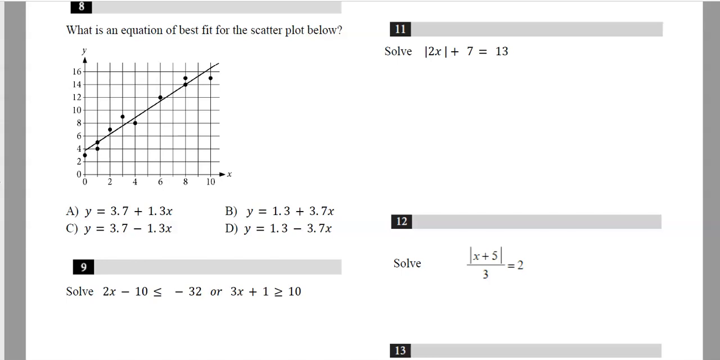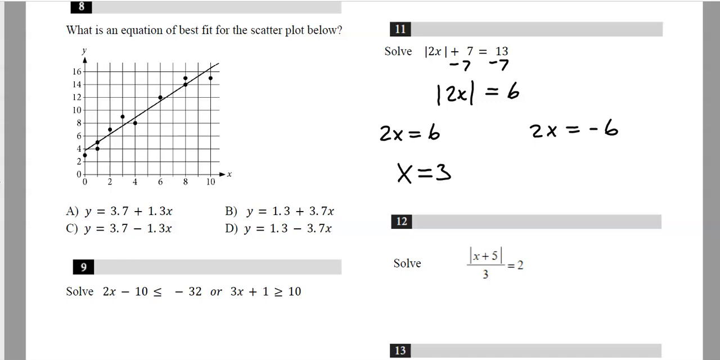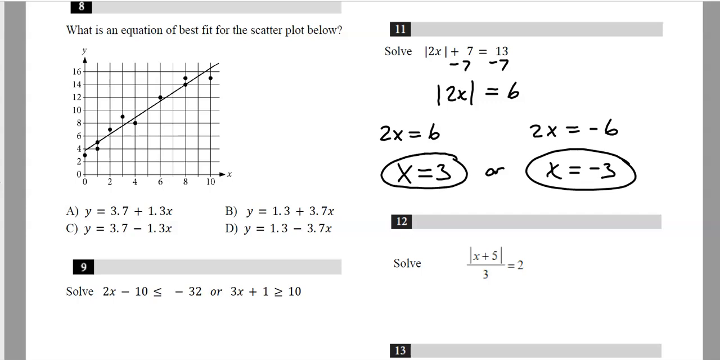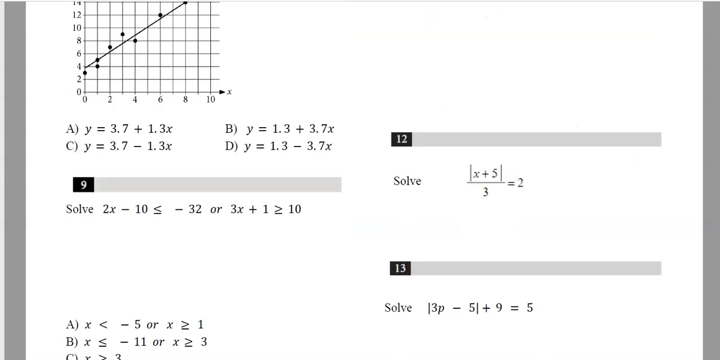Number 11, little absolute value action. So remember from the notes, we always want to get the absolute value brackets by themselves and then solve the two cases. So to get it by itself, I got to first minus 7, which will give me the absolute value of 2x equals 6. And now there's two cases. You drop the bars and solve it as is, or you drop the bars and you do the negative of that answer. And dividing both sides, I get x equals 3 or x equals negative 3. So two possible answers could go inside there, and you could test it to check it out. I'm not going to do that, but you could.